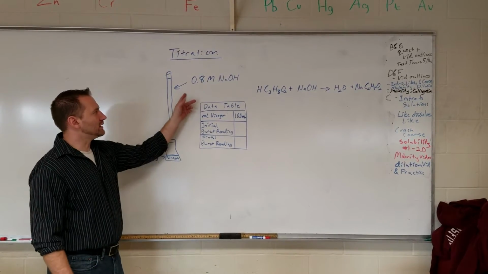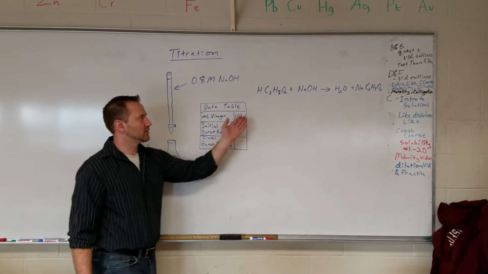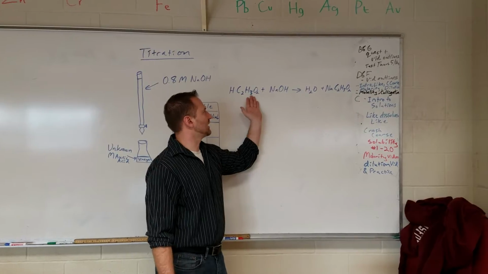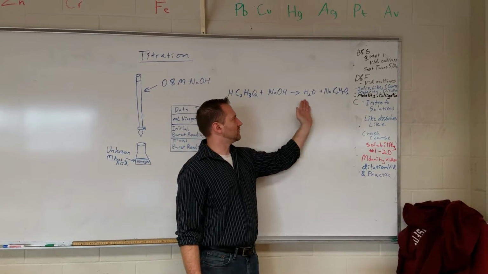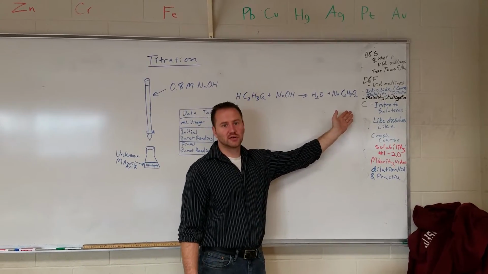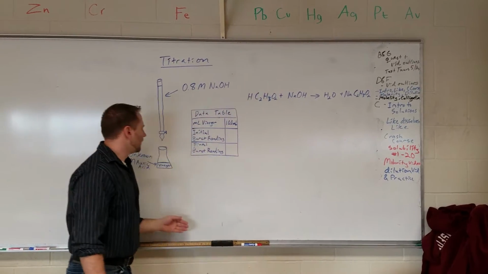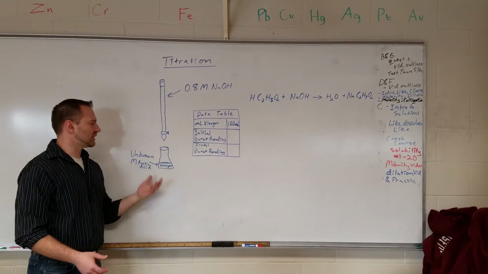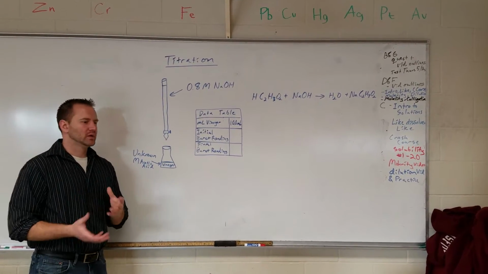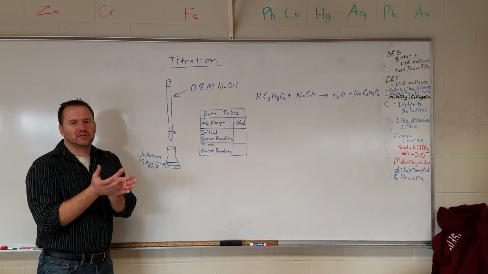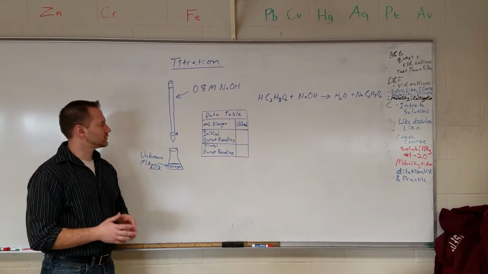Once we add the base, it's going to neutralize the acid according to this reaction. So we have acetic acid plus sodium hydroxide producing water and sodium acetate, a neutral solution. As we're adding it, the solution will stay clear. You'll see a little buildup of basic components, but then once we swirl it, it should go away.